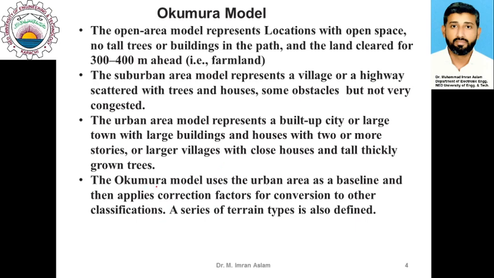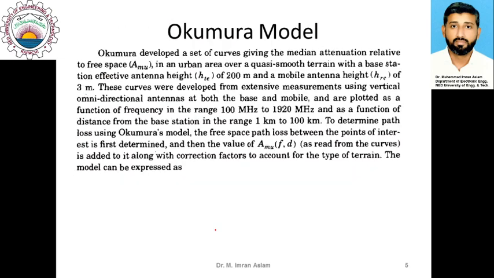What Okumura model did, they chose urban area as a baseline model. So basically the formulas were developed for this urban area environment, and they applied some correction factors in order to convert to the other classifications. So if you are working in a suburban environment, what you have to do, you have to calculate the loss using the urban area environment, and then you have to apply the correction factor to make the adjustment for suburban environment. So this is an overview related to this Okumura model.